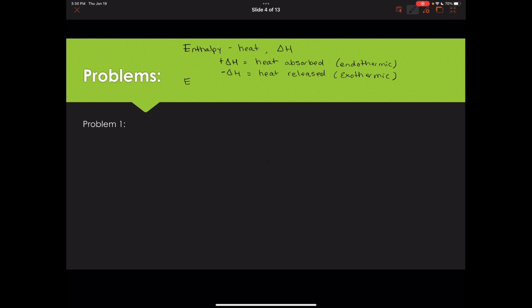And then we also have, as part of thermodynamics, entropy. Entropy is the degree of randomness or disorder. It is a form of energy. We're going to look at the change in disorder, delta S. If delta S is positive, that means that my particles become more random or more disordered. If delta S is negative, they are more ordered.